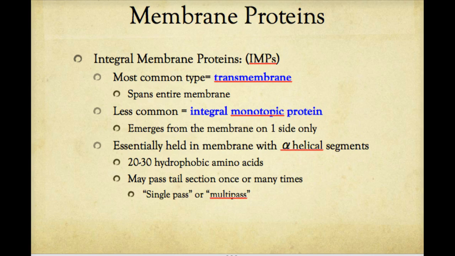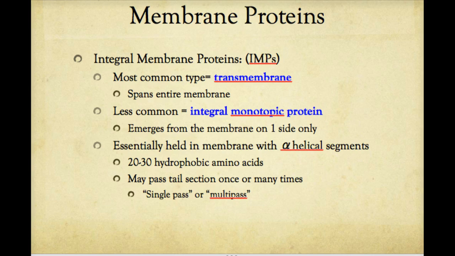But the reason that they can even sit in the membrane is because they have a region of hydrophobic amino acids that curl up into an alpha helix and comfortably sit in that hydrophobic tail region. The other thing to remember is that transmembrane proteins can pass through the membrane, one side to the other, one time or many times. So in other words, some proteins pass through the membrane and that's it. They are called single-pass proteins.